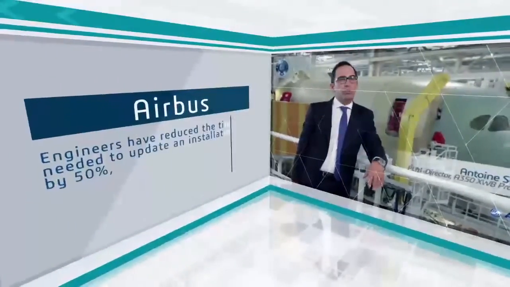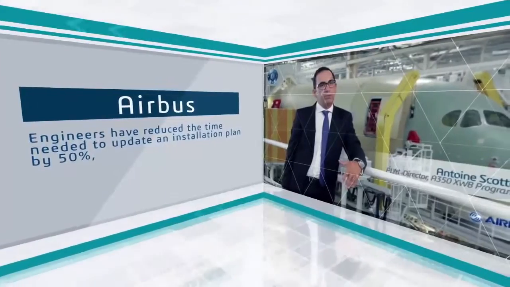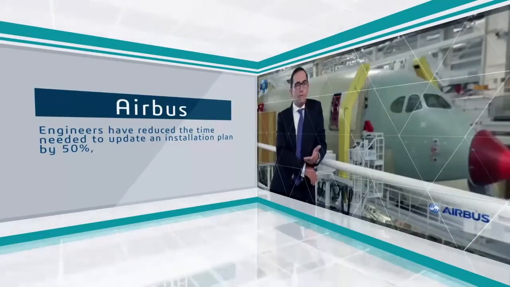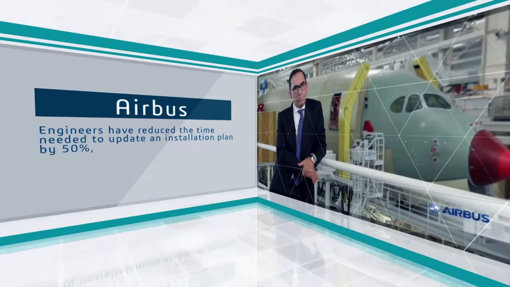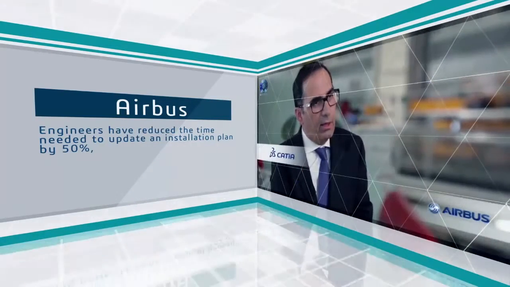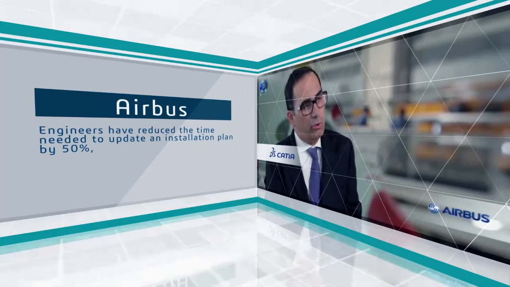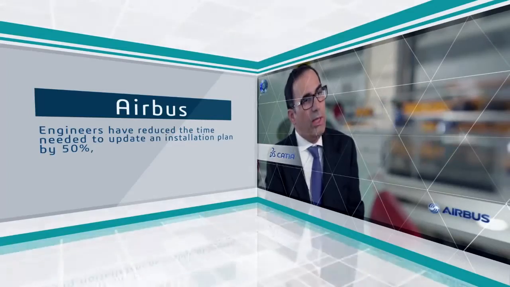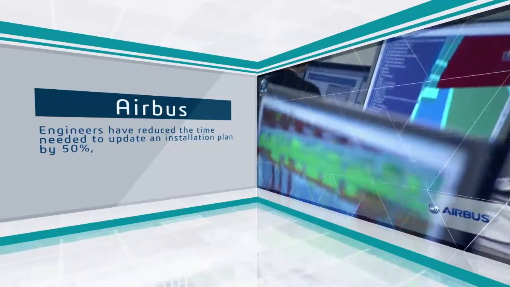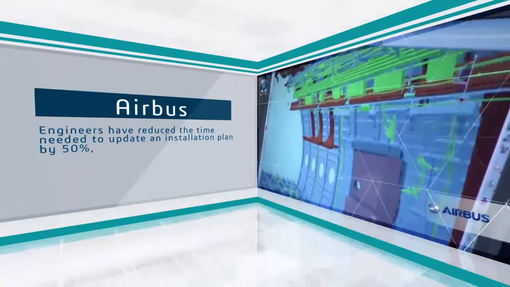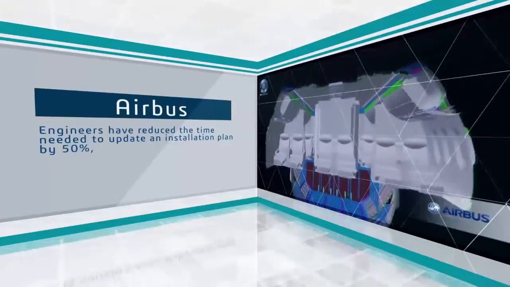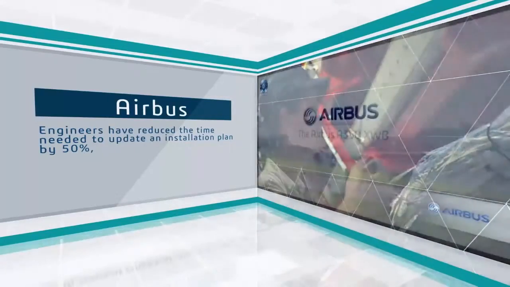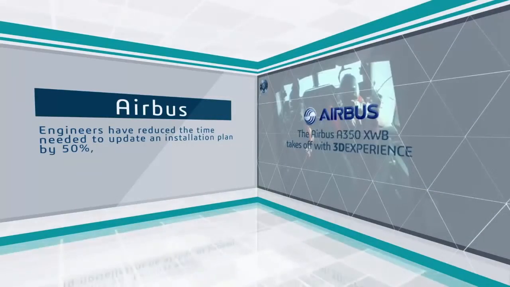Antoine Scotto, head of the PLM program for the A350XWB at Airbus, said with CATIA, we implemented a full 3D Master approach to design the electrical harness installation, which simplifies the process and overall design quality. He also stated, engineers have reduced the time needed to update the installation plan by 50% and decreased the design change requests generated when creating manual 2D drawings by 25%. Everything was installed, fitted, and verified digitally, and if there were any errors, they were corrected before the physical installation.